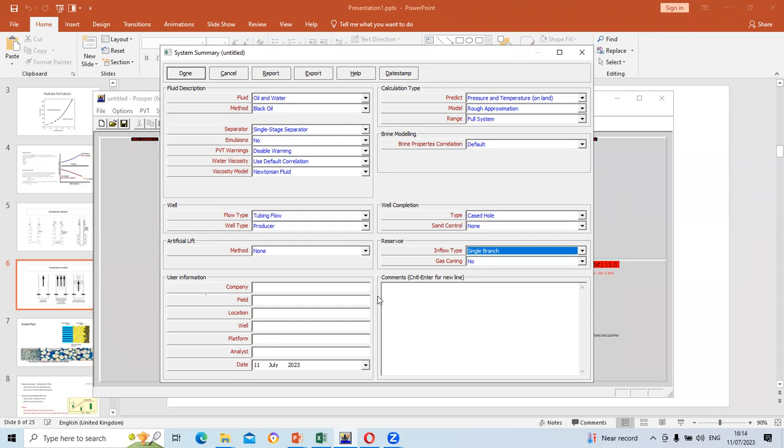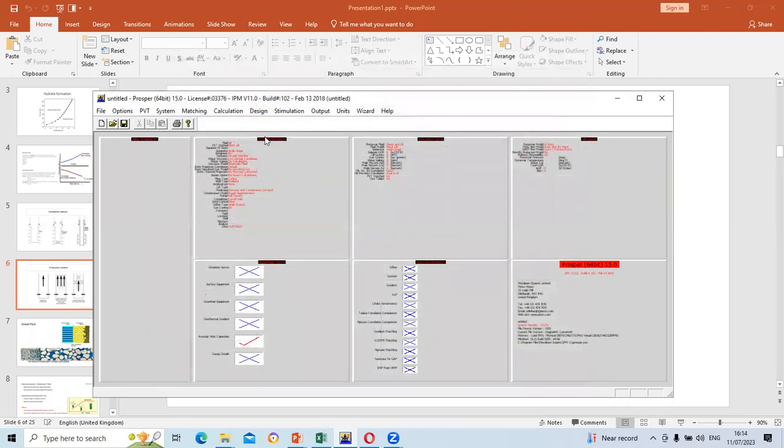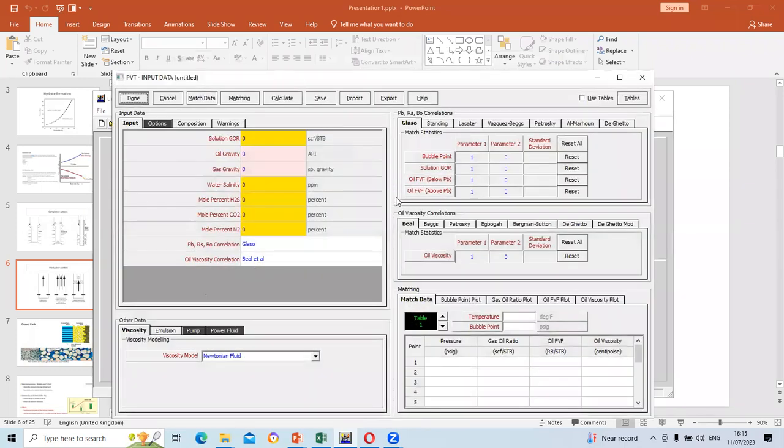So there are various methods that can be used to identify the source of water, and there's a particular plot called a Chan plot that can be used to analyze the source of the water that is produced. So if we have done all of this, all our information has been inputted. The next thing now is to input the PVT data.